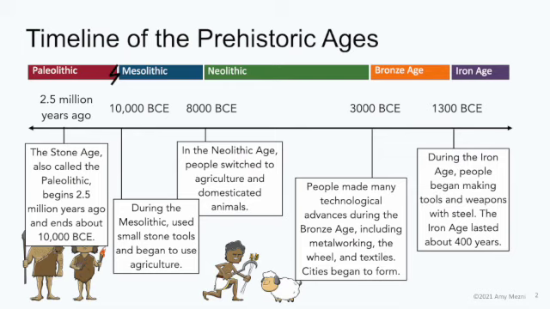So taking a look at the time periods again, we know that the Stone Age was 2.5 million years ago until about 10,000 BC. And this is when they were using stone tools, and then we see them transition into the Mesolithic, but what we really want to focus in on is the Neolithic Age, where people switched to agriculture or farming and domesticated animals, which means that they didn't have to really hunt anymore. So let's take a look at the Neolithic Age.